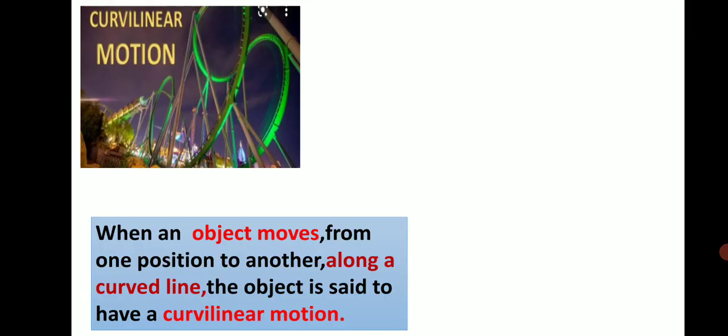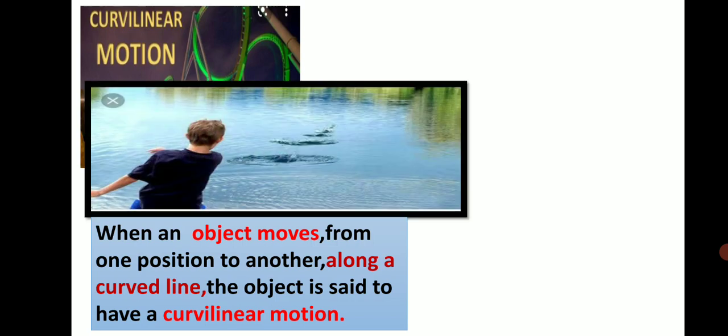The next type of motion is curvilinear motion. Curvilinear means curve, any zigzag path or any non-defined path. So, when an object moves from one position to another along a curved line, the object is said to be in curvilinear motion. For example, you have seen that whenever we put a stone in a pond or in the water, the water looks like a curve. It means its position is changed from one time to another time.